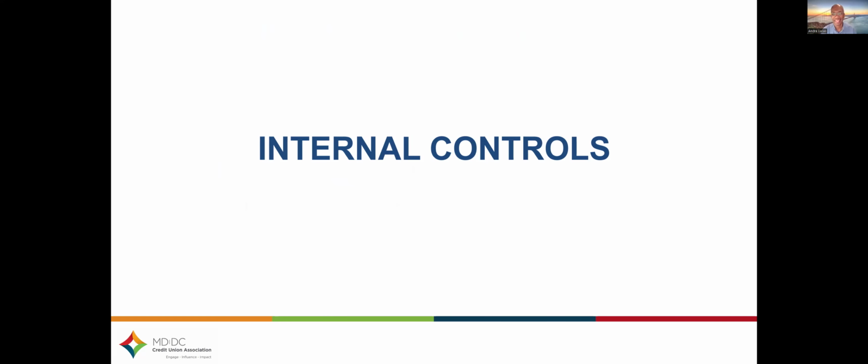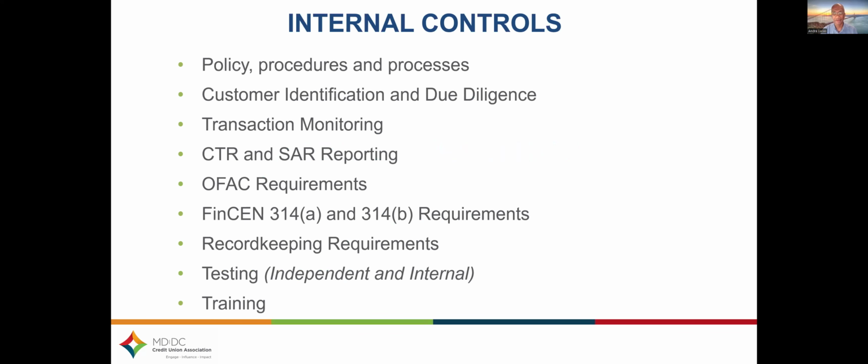Moving forward, internal controls. Now, we've talked about things that need to be put in place with the BSA officer, but let's talk about these internal controls. This is where you're looking at trying to get things in place. Policies, procedures. They have to be put in place. Customer identification, transaction monitoring, CTR and SAR reporting, OFAC requirements, 314A and 314B requirements. FinCEN and OFAC, they both carry pretty big guns. We're going to talk about these record keeping requirements, testing, independent testing, and internal testing.